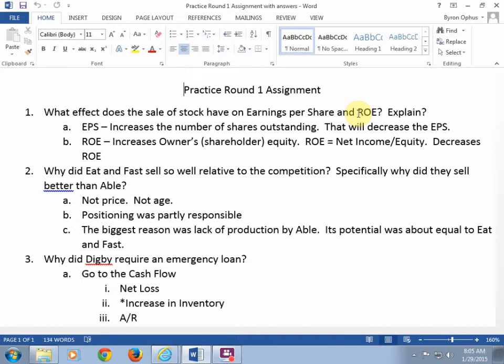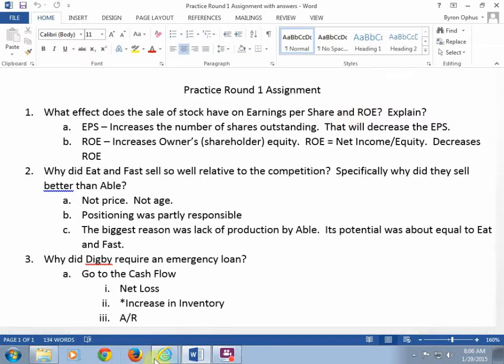We'll take a look at some stuff here, and it's also part of your assignment for round two. Why did Eat and Fast sell so well relative to the competition? And specifically, why did they sell better than Able? It wasn't price or age, which were the two biggest criteria, because it wasn't the lowest price, nor did it have the best age. I think the best age in the traditional category is 2, and it was about 2.5, and there were others at about 2.2. Positioning might have been partly responsible. It was a little better positioned than Able and some of the other competitors. But the biggest reason was just lack of production by Able.